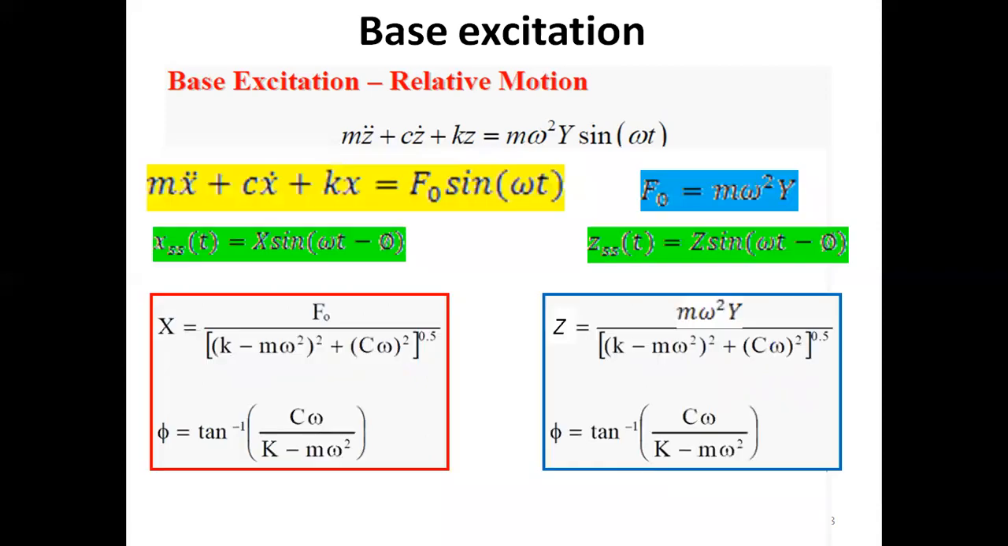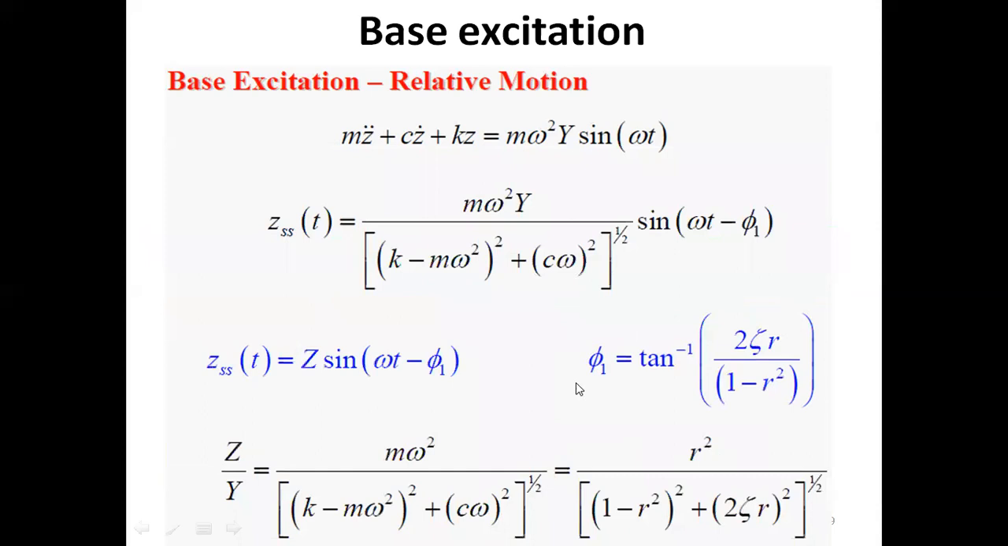Similarly, we could rewrite this equation in terms of frequency ratio and damping ratio. Simply here we have to take k common, so this would become 1 m by k. M by k is 1 over omega n square, and c by k is 2 zeta by omega n. So simply by doing that, phi would be equal to tan inverse 2 zeta r by 1 minus r square. So we would have the initial phase in terms of the damping ratio and frequency ratio.